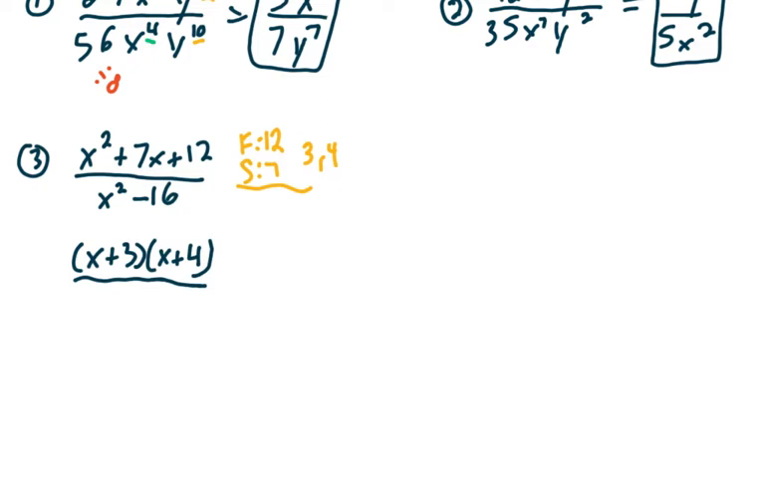Now the denominator, when I factor this, would be a difference of squares because I am subtracting two perfect squares. Remember when we do our difference of squares, in our parentheses we do 1 plus and 1 minus. So this would be x plus 4 and x minus 4.